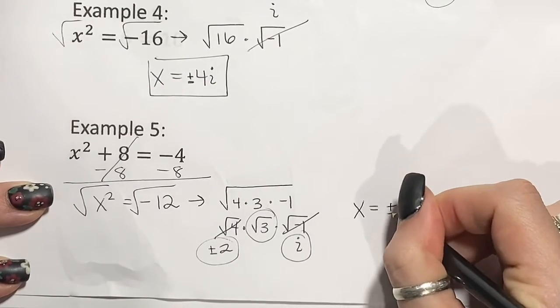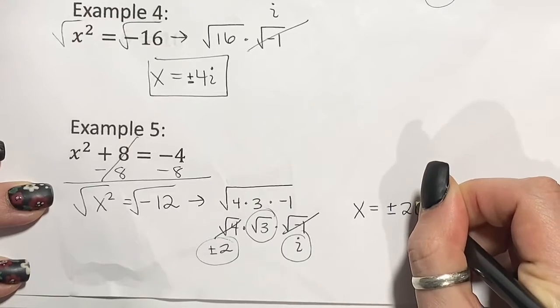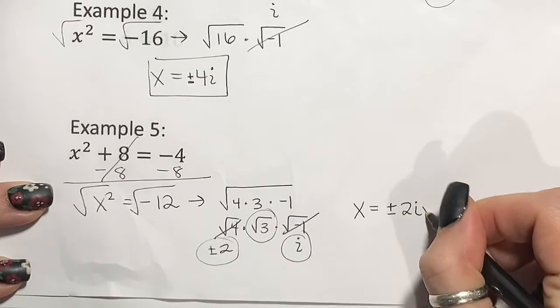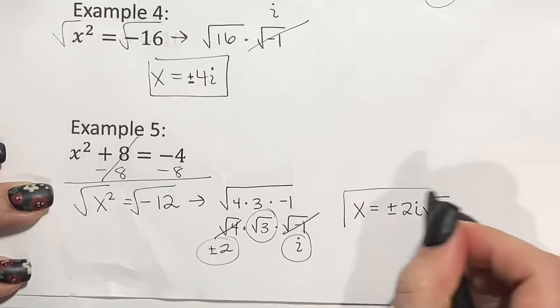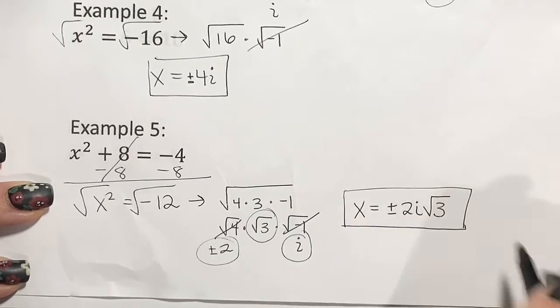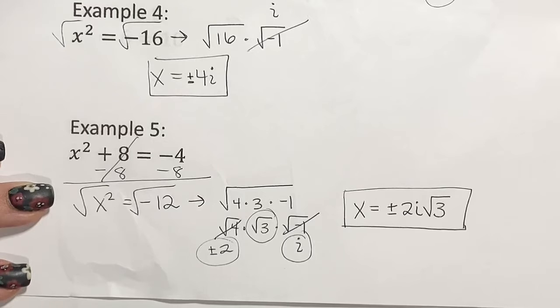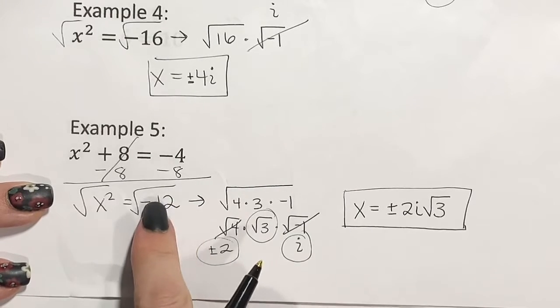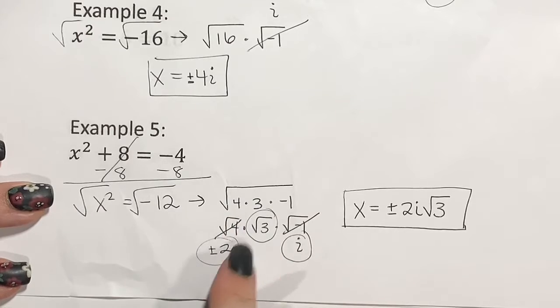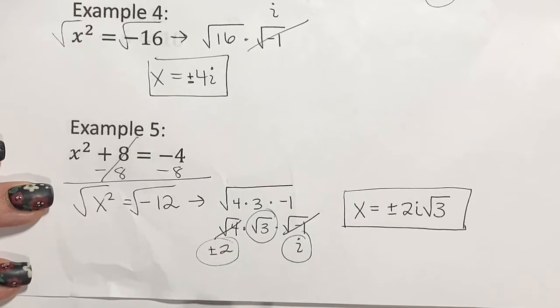So I'm going to do plus or minus 2i, do your little i there, and then the square root of 3 on the back. And that's usually the more common way of writing that imaginary number. So that one is a little bit more tricky because you did have the i that popped up, and then 12 wasn't a perfect square, so we had to do our little factor tree to get it. So that's probably the most complicated version that you would see in your homework, is something like that.